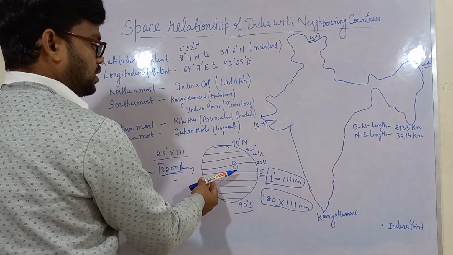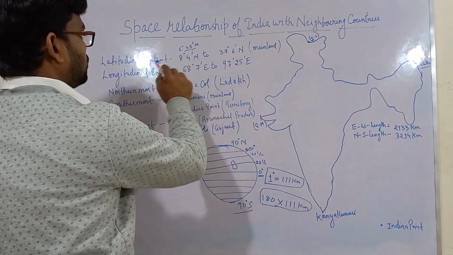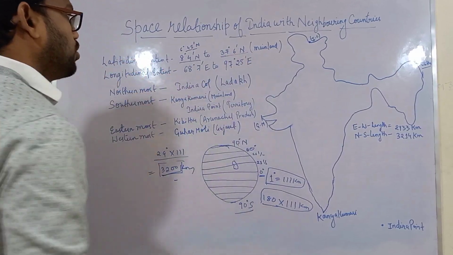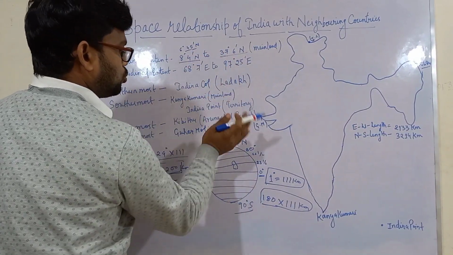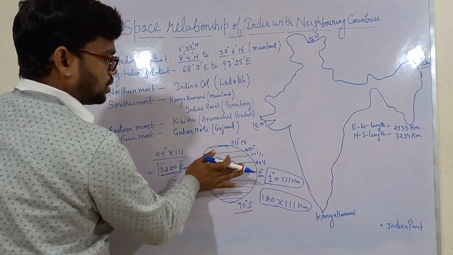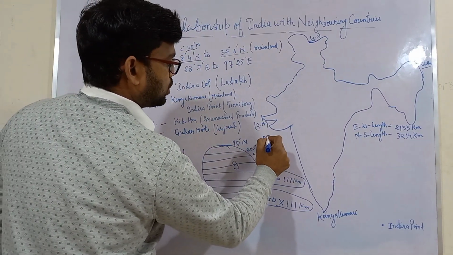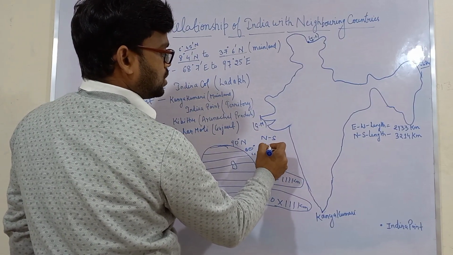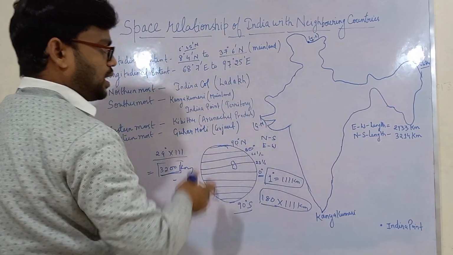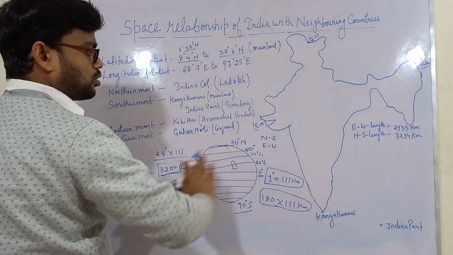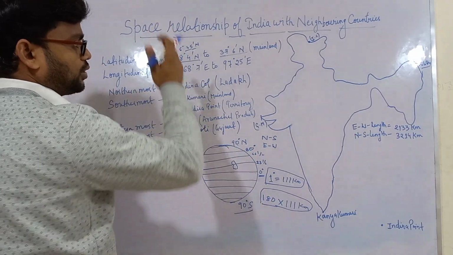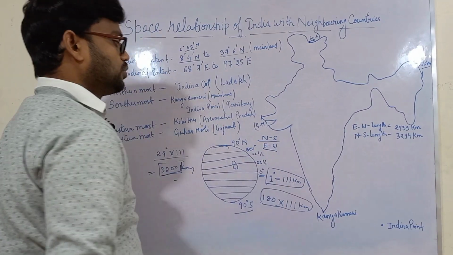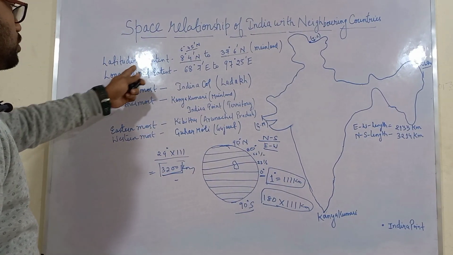I hope you are clear that the latitudinal extent of India is 8 degree 4 minutes to 37 degree 6 minutes north, and here north refers to the northern hemisphere. The latitudes are divided based on north and south, while the longitudes are divided based on east and west. Latitudes are horizontal lines, while longitudes are vertical lines. Vertical lines are divided into east and west, while horizontal lines are divided into north and south. So this was the latitudinal extent.